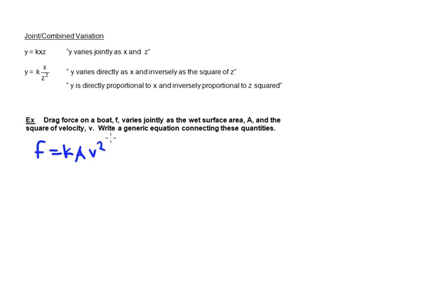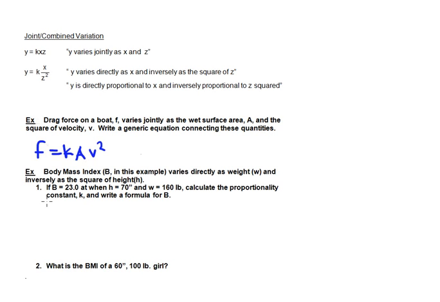And then the only instructions we're given is to write a generic equation containing these quantities, and we have done that. We have shown the relationship between F, the output variable, and the input variables A and V squared. Let's take a look at one more example.